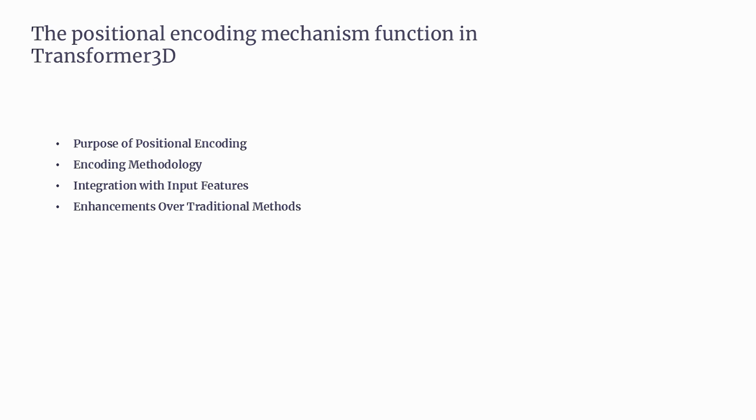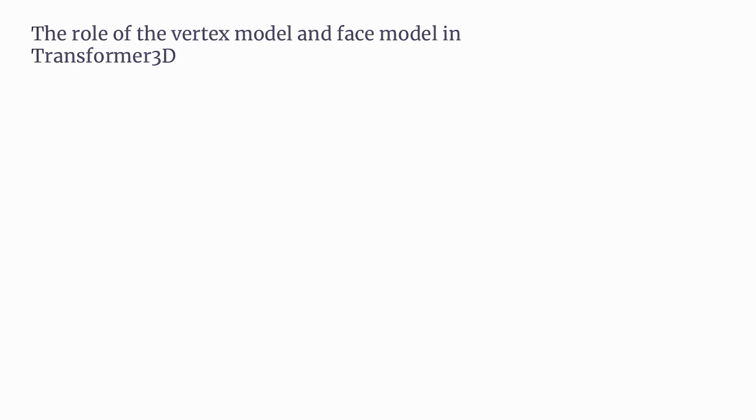In summary, the positional encoding mechanism in Transformer 3D is essential for processing and understanding 3D data. By using periodic functions to encode spatial positions and combining these encodings with input features, Transformer 3D gains the ability to represent complex spatial relationships. This is critical for tasks such as object recognition, shape generation, and scene understanding, enabling the model to excel at working with 3D data.